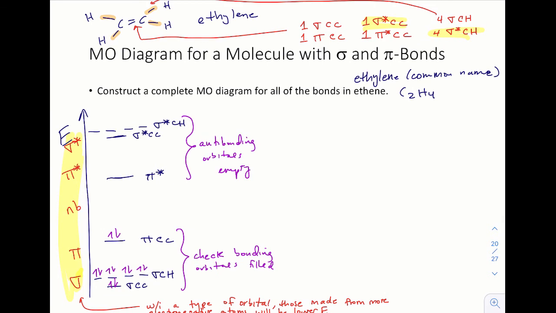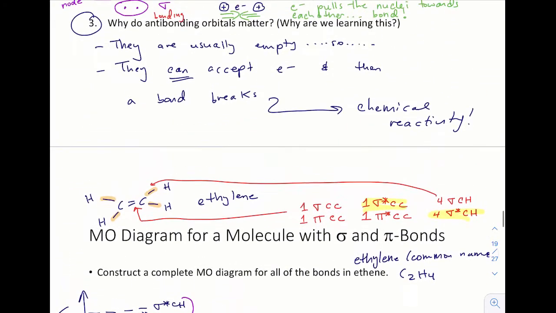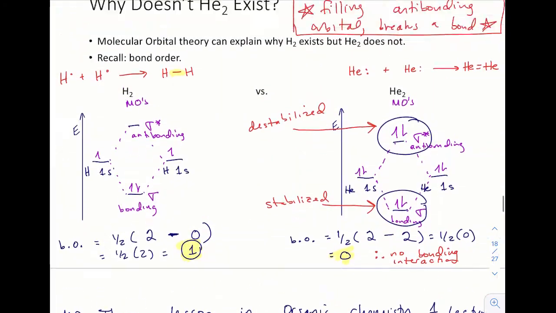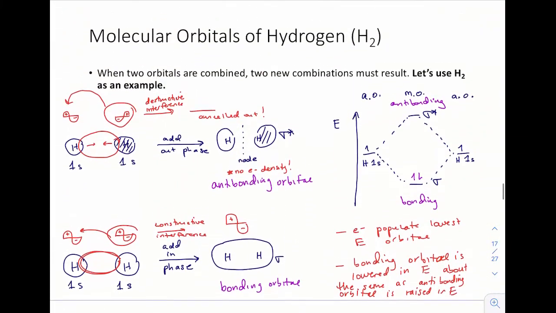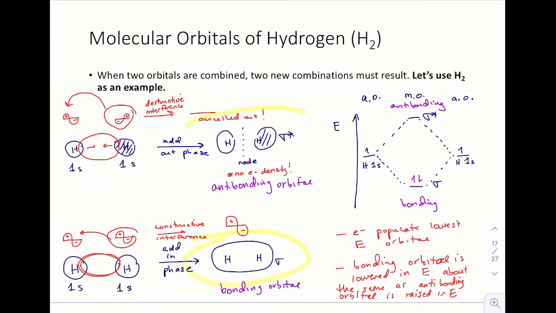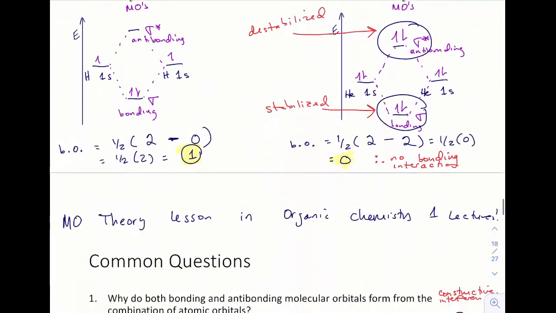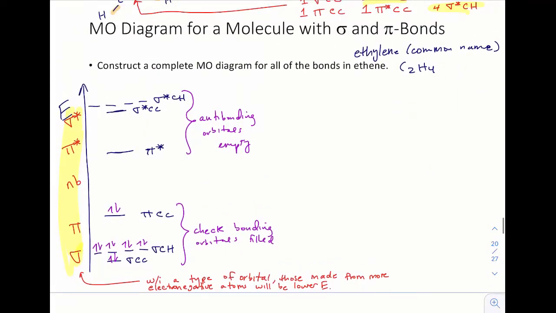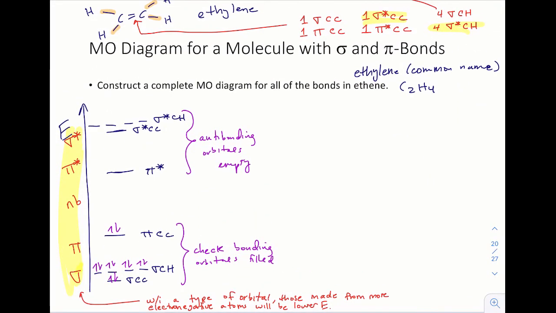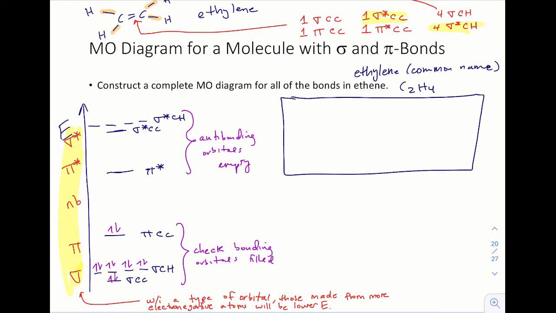You should be able to draw the cartoon molecular orbital pictures for each of these orbitals, just like we did for hydrogen. We drew the sigma and sigma star orbitals for hydrogen. You should be able to do that for each of the bonds in ethylene. Again, to spend a lot of time doing that, you can review the full molecular orbital lecture from Organic Chemistry 1. I will quickly, however, help you with the sigma CC interaction.